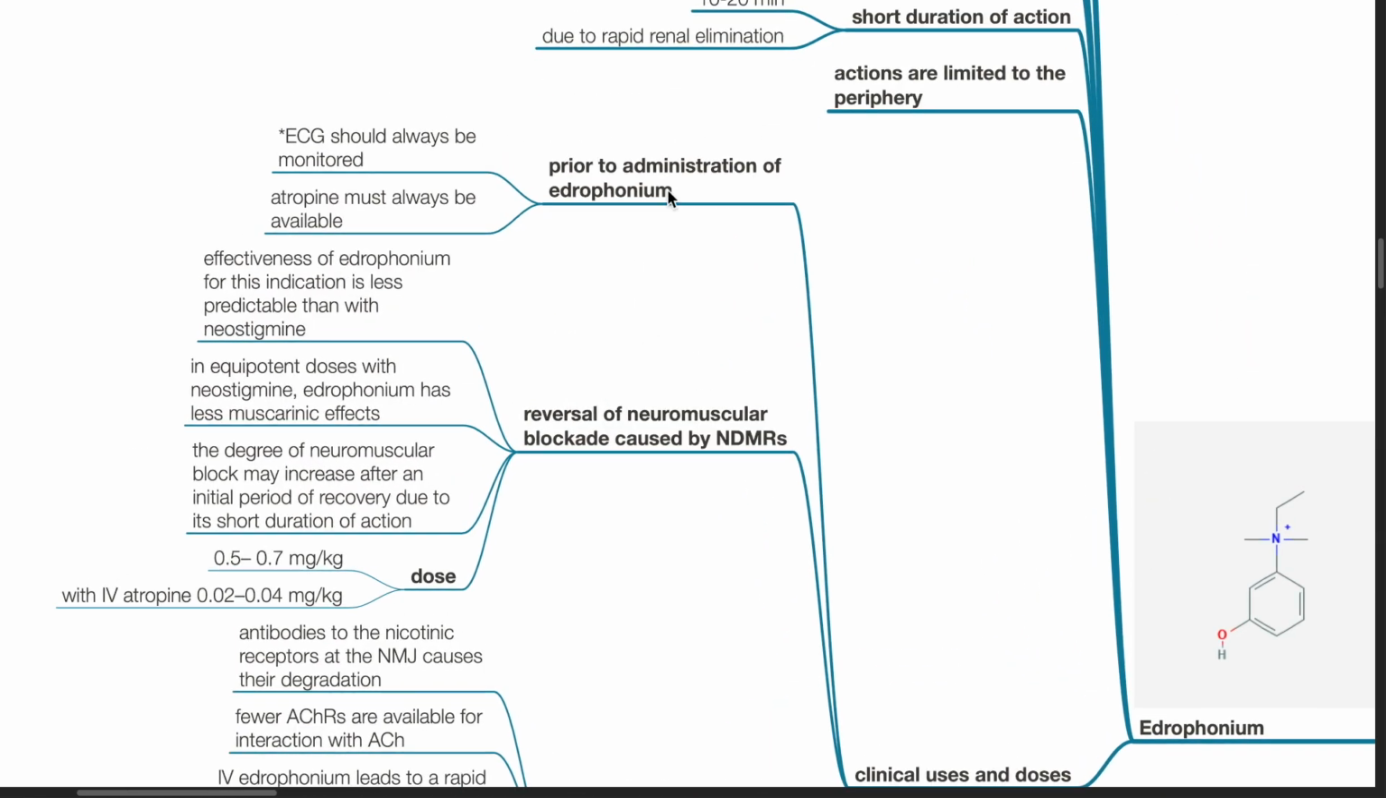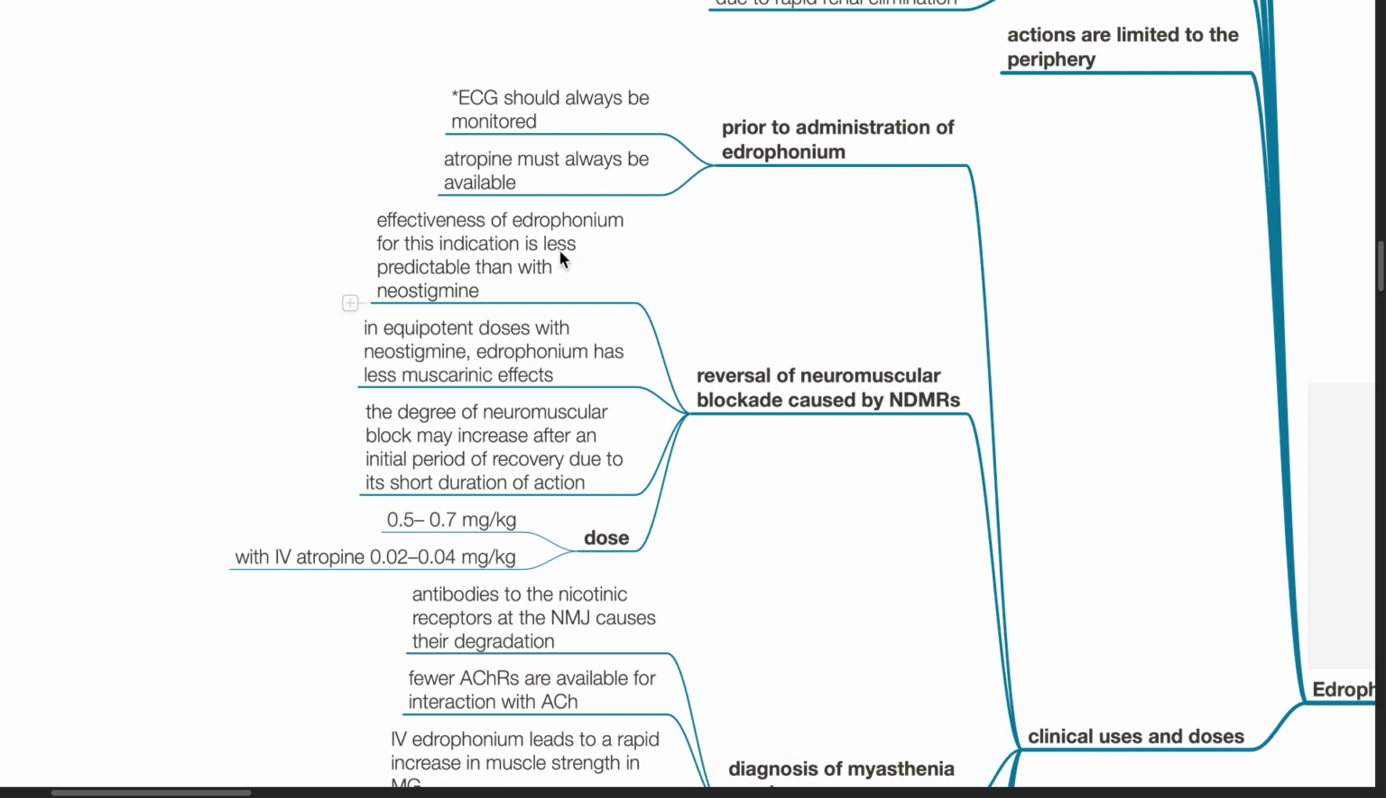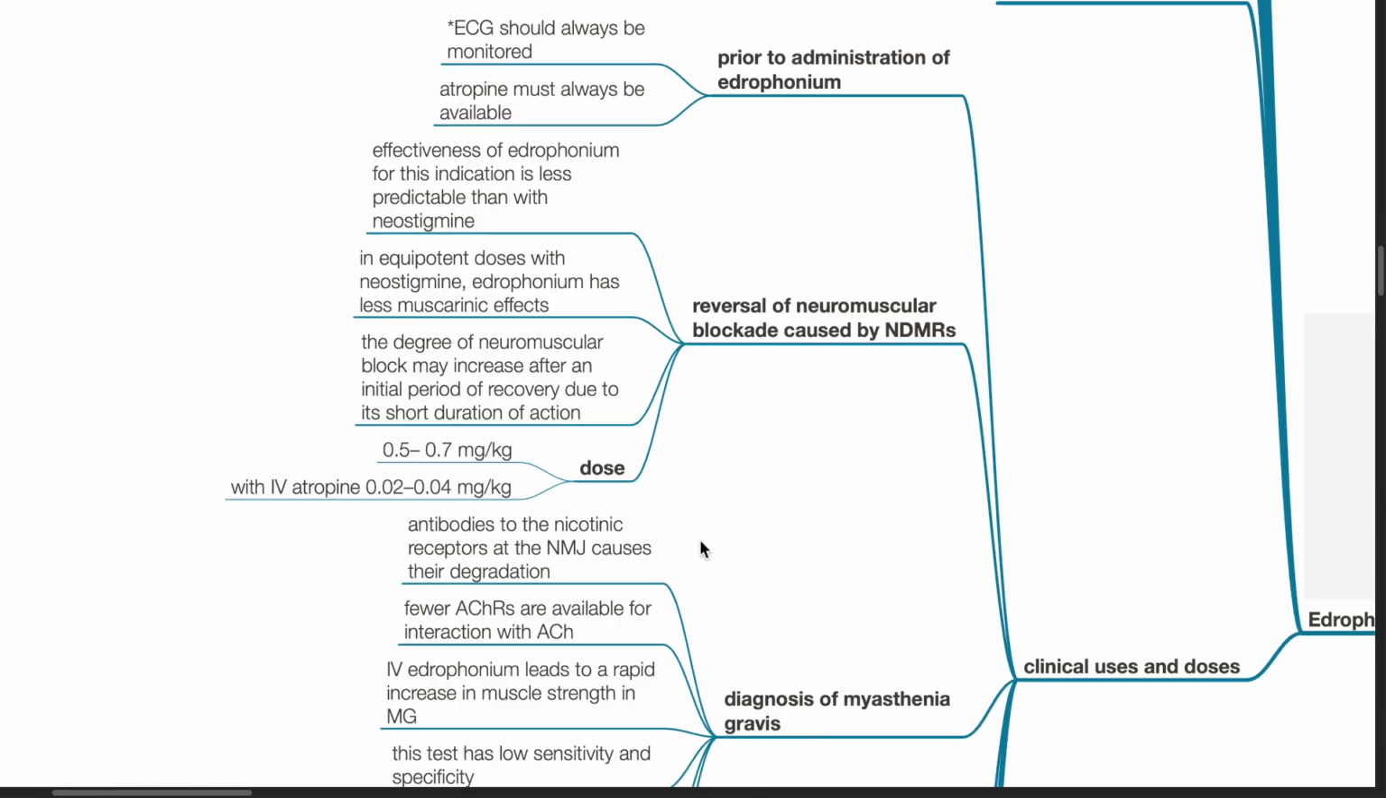Clinical uses and doses. Prior to administration of edrophonium, ECG should always be monitored. Atropine must always be available. It is used for reversal of neuromuscular blockade caused by non-depolarizing muscle relaxants. Effectiveness of edrophonium for this indication is less predictable than with neostigmine. In equipotent doses with neostigmine, edrophonium has less muscarinic effects. The degree of neuromuscular block may increase after an initial period of recovery due to its short duration of action. The dose is 0.5 to 0.7 mg per kg, with IV atropine 0.02 to 0.04 mg per kg.